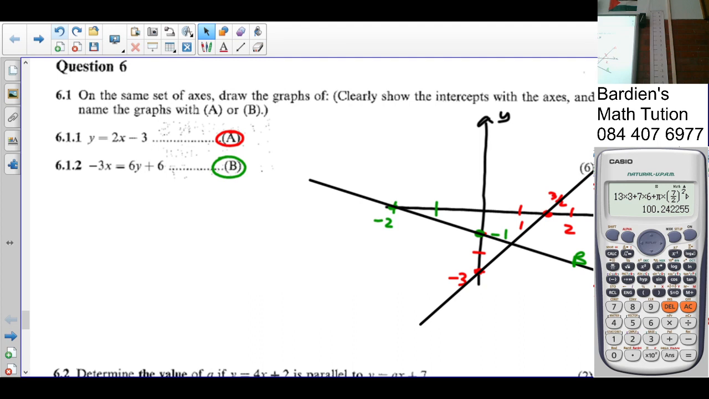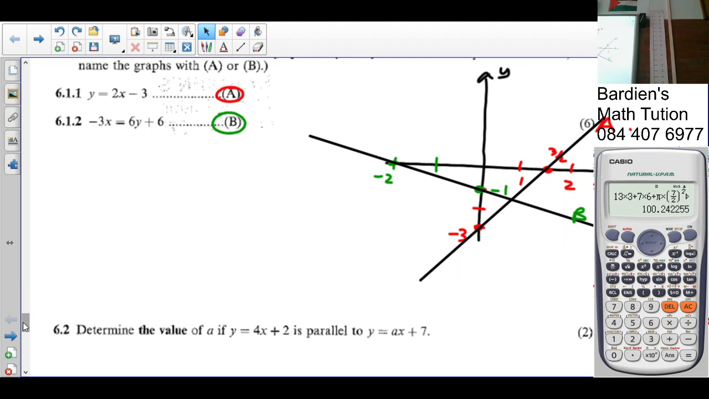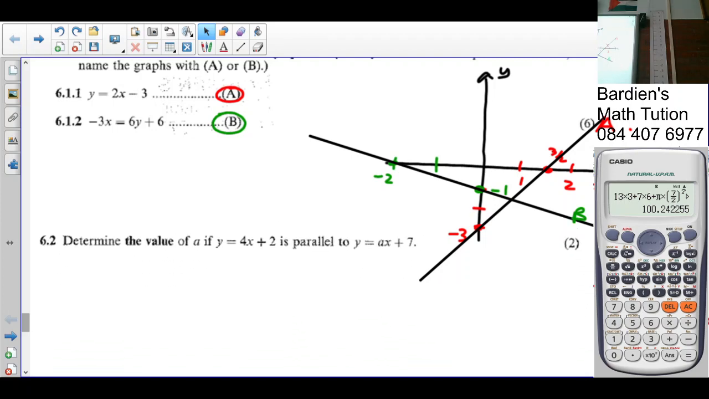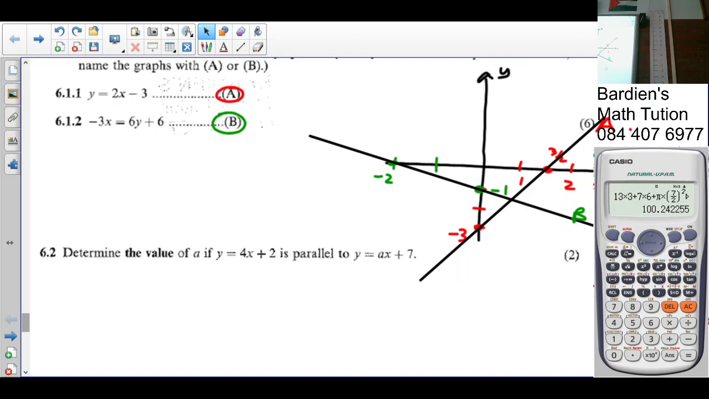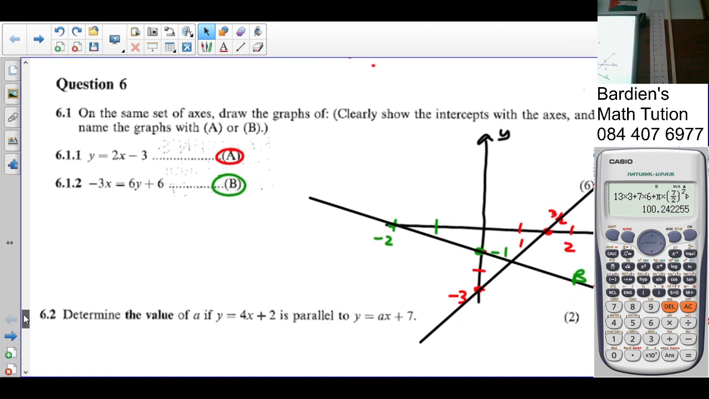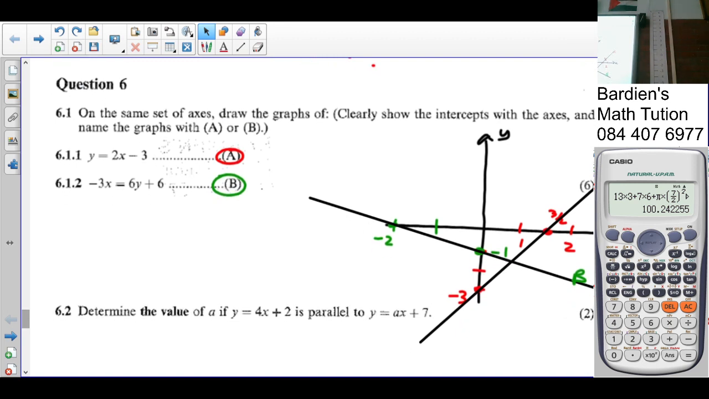Eh? What does that mean? Don't you guys do English? Why are you smiling? Am I saying anything wrong? Okay, ask your English teacher. No? What does it mean when they say do not be caught with your pants down? Yes.